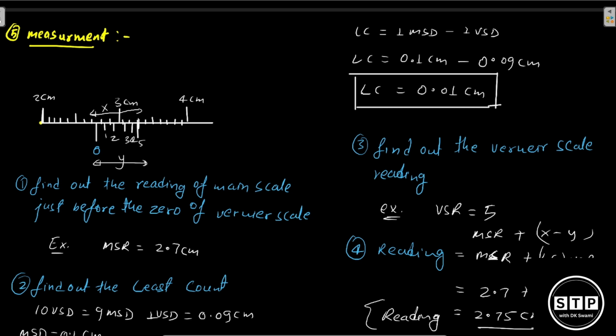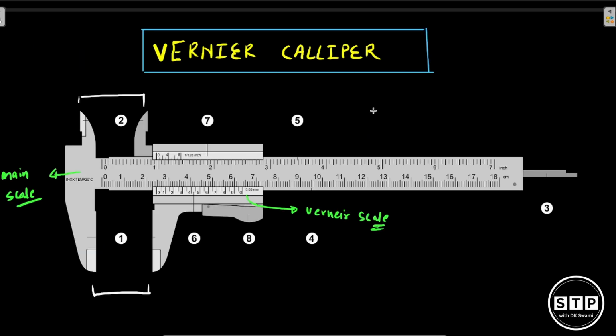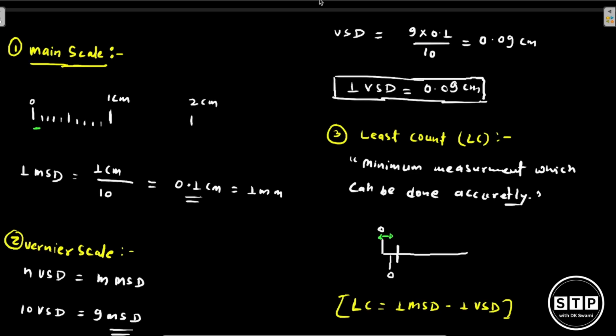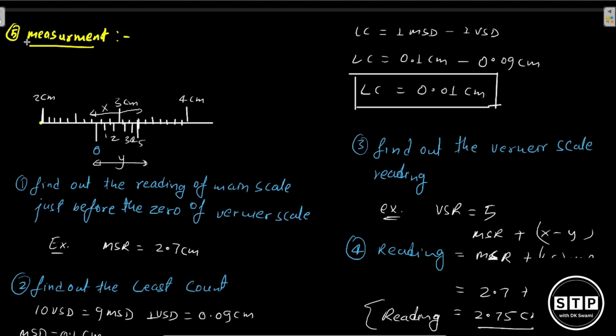So in this lecture we have discussed the Vernier caliper, how it looks, what its main parts are, and how we can calculate different measurements. Next we discussed the important parts, the main scale, Vernier scale, least count, and then how we calculate the measurement. So I think that is clear. Let's end over here. Thank you.